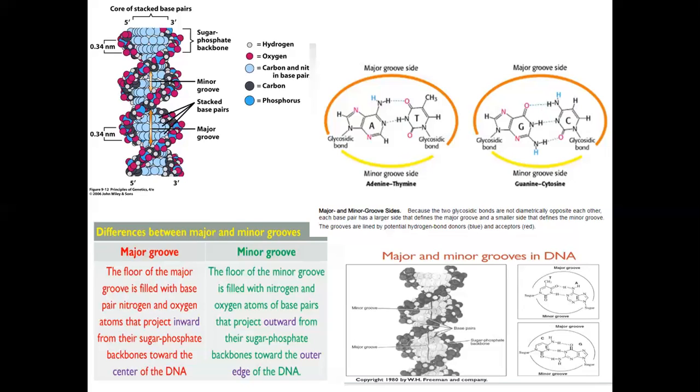The grooves are lined by potential hydrogen bond donors and hydrogen bond acceptors. The floor of the major groove is filled with the base pair nitrogen and oxygen atoms, which project inward from the sugar phosphate backbone toward the center of the DNA. And the floor of the minor groove is filled with the nitrogen and oxygen atoms of the base pair that project outward from the sugar phosphate backbone toward the outer edge of the DNA.